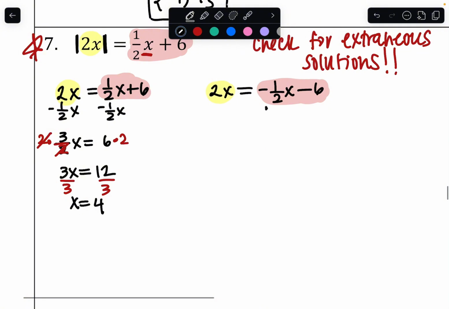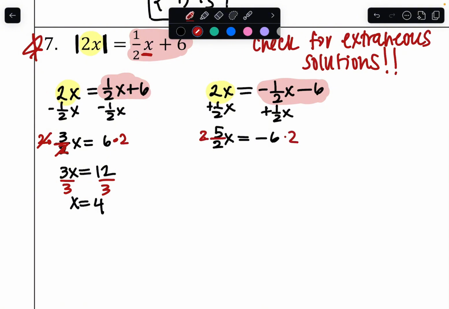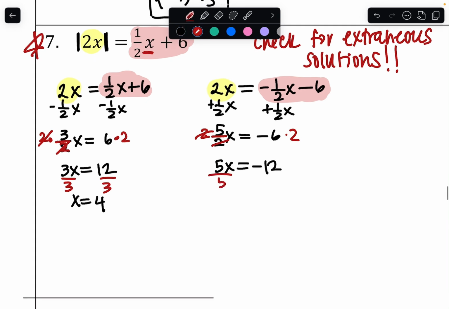Okay, over here we are going to add 1/2 x to both sides, which would get us 2.5 or 5/2 x equals -6. To get rid of the 2, we multiply by 2, giving me 5x equals -12. And then we can divide by the 5, giving me x equals -12/5.